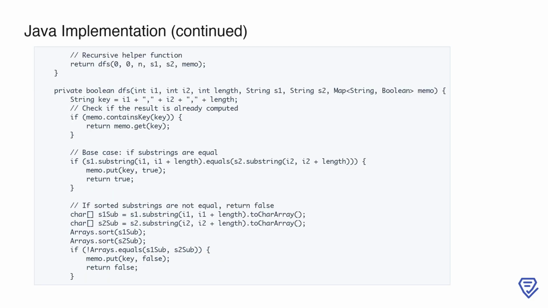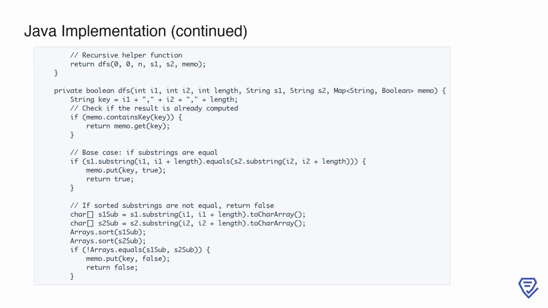The isScramble function calls a helper method, DFS, which performs the recursive checks. This method takes indices i1 and i2, the length of the substring being checked, and the memoization map as parameters. To begin, we create a unique key for the current substring combination using the indices and length, and check if this key already exists in the memo.